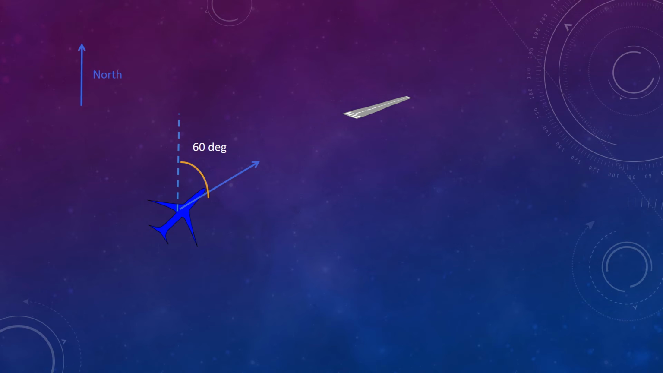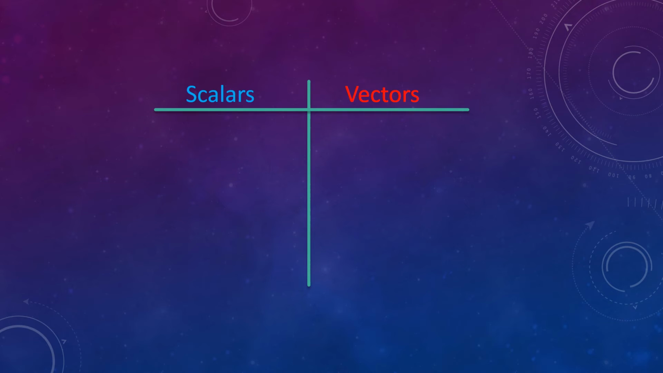So in this case, we have speed, which is a scalar component, and velocity, which is its vector component. So let's have a look at some common examples of scalars and vectors.